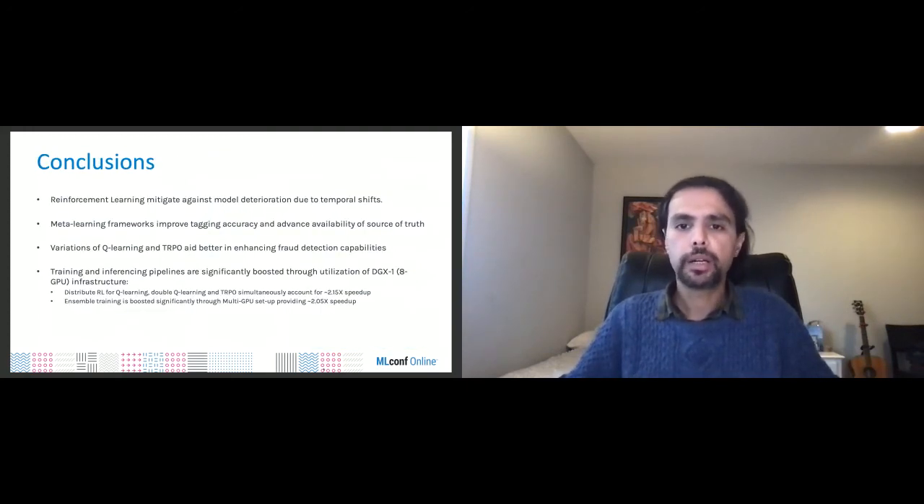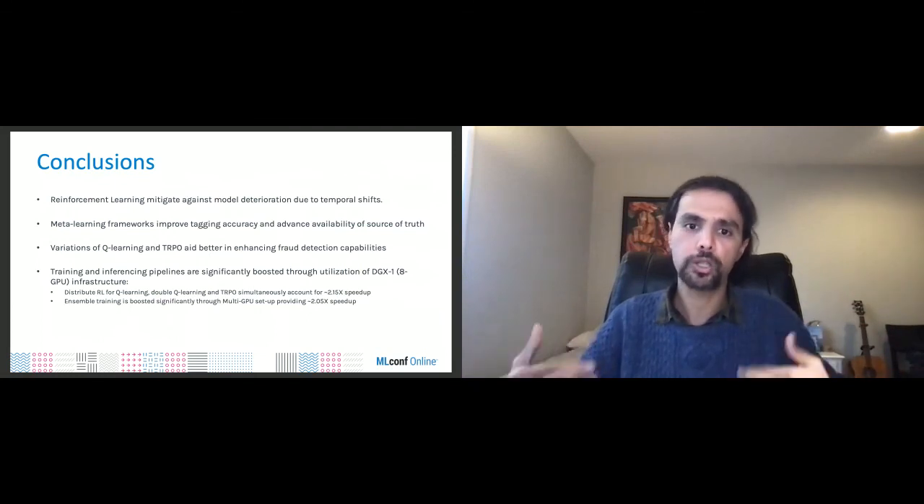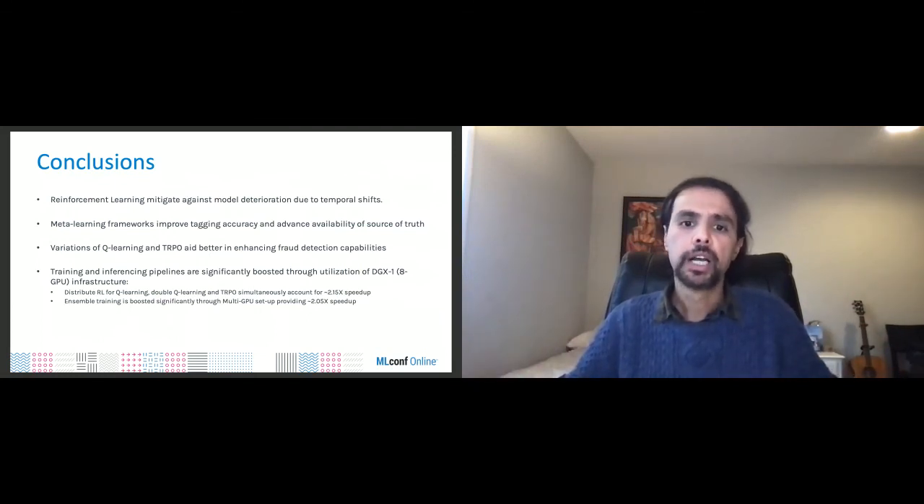Lastly, to quickly establish some conclusions, we see that reinforcement learning methods mitigate against model deterioration. We also see that these meta-learning frameworks improve tagging accuracy and also allow us to advance the availability of source of truth, which can then be used to train your models on more data, even more recent data. And with the variations of Q-learning and TRPO, we see better fraud detection capability.